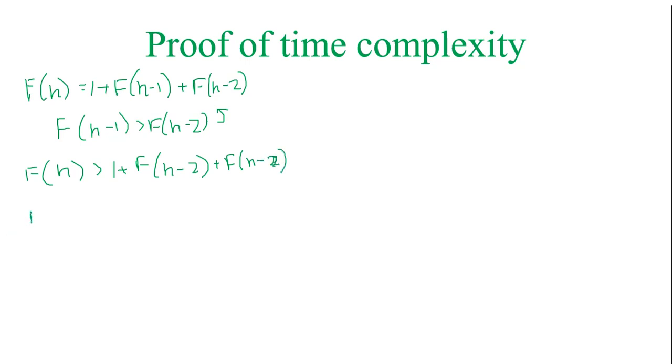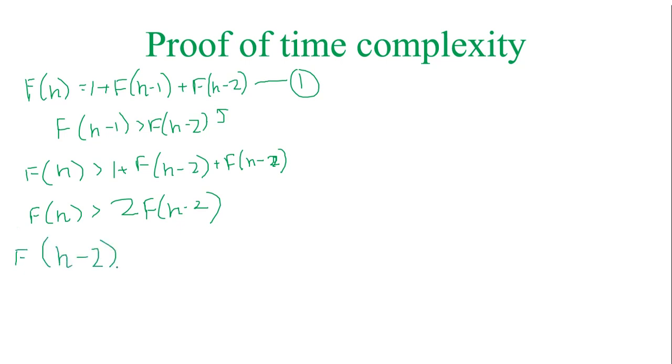Or I can say that f of h is greater than twice of f of h minus 2. Let's name this equation as equation 1. If I put h minus 2 in equation 1 instead of h, I will get f of h minus 2 is equal to 1 plus f of h minus 3 plus f of h minus 4.